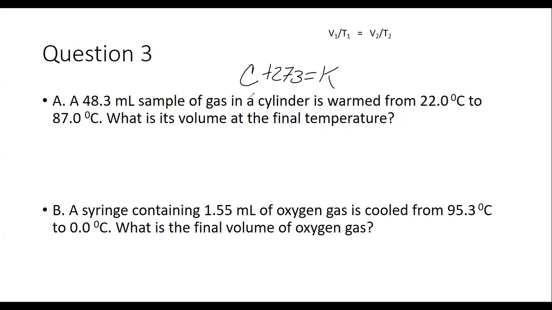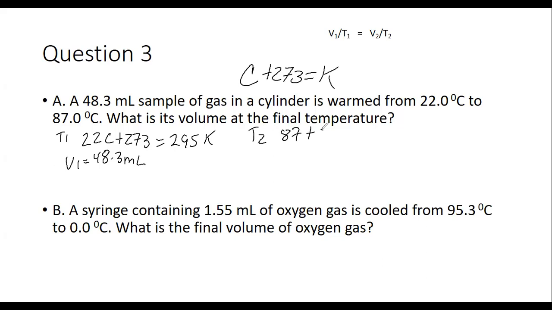So for A, the first thing I need to do is convert my temperature. I have 22 Celsius plus 273 equals 295 Kelvin. So that's temperature 1, and at that temperature, my volume 1 is 48.3 milliliters. At temperature 2, I heat it up to 87 plus 273, which is 360 Kelvin. What's my new volume?